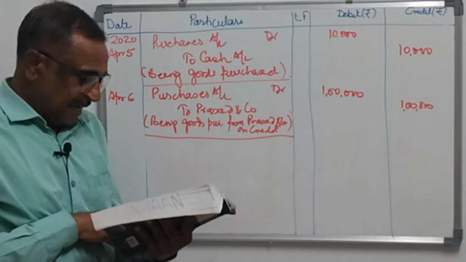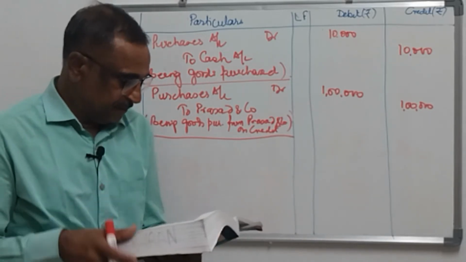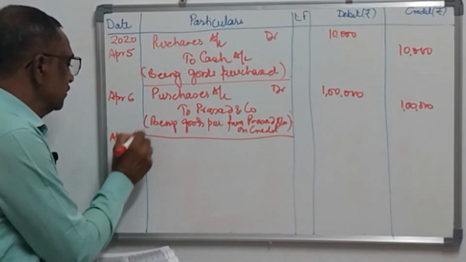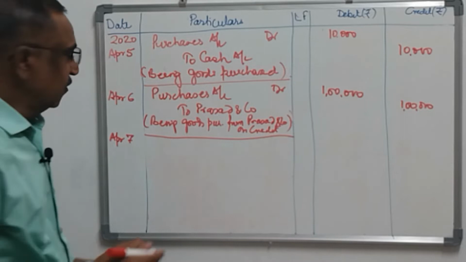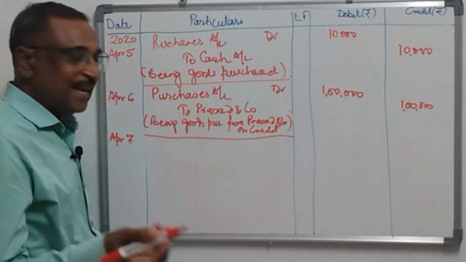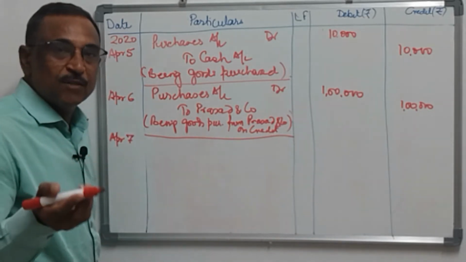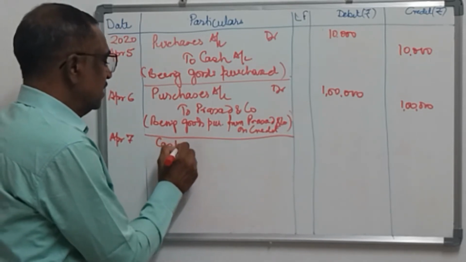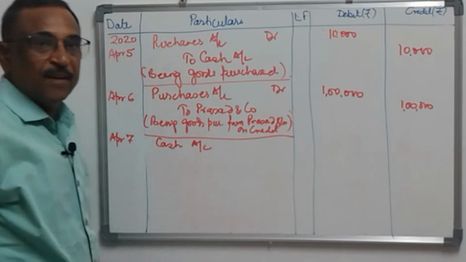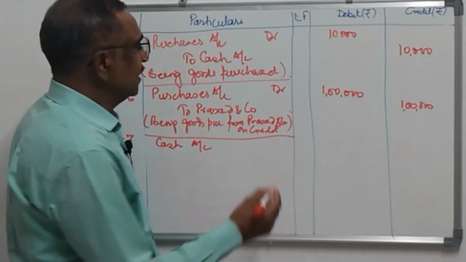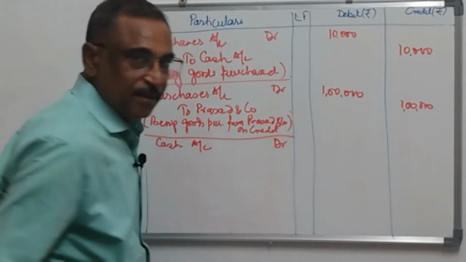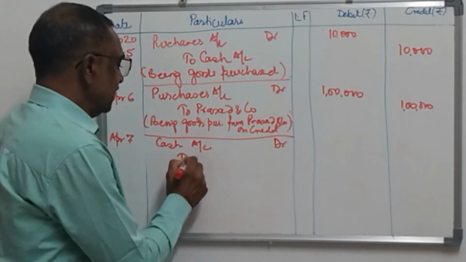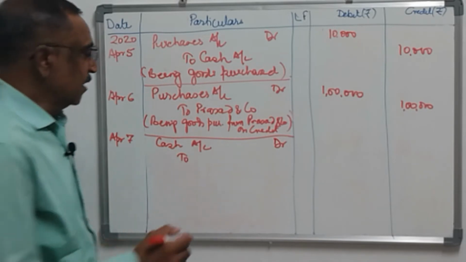Sold goods against cash 20,000. April 7. Sold goods for cash or sold goods against cash. So whenever goods are sold, you get cash. Cash is your asset, and when asset comes in, it is debited. Cash is coming in business, so cash account will be debited. Why are you getting cash? Because on account of sales.